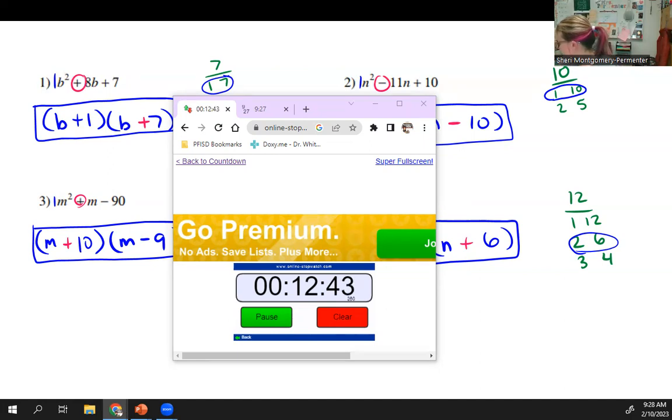Yeah, so once you make your factor list, they have to put together to give you 16. So yeah, 8 and 8 work.